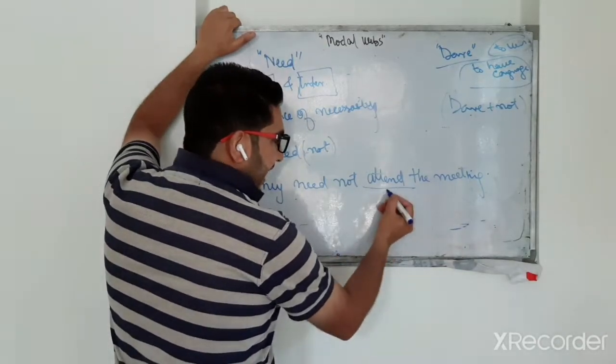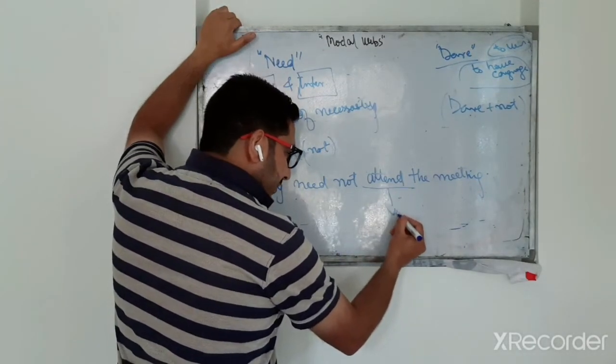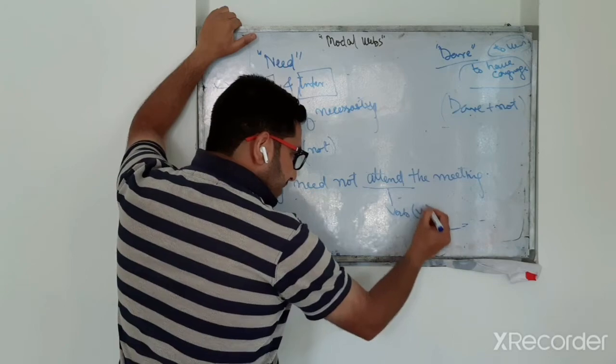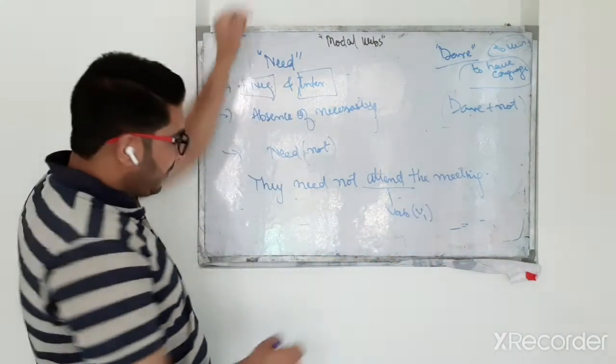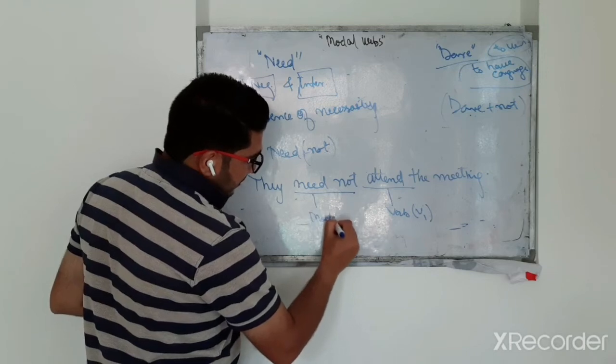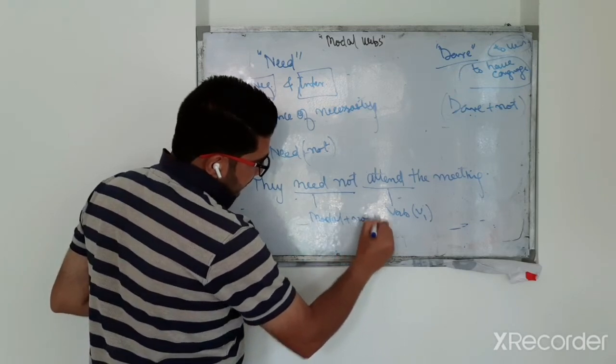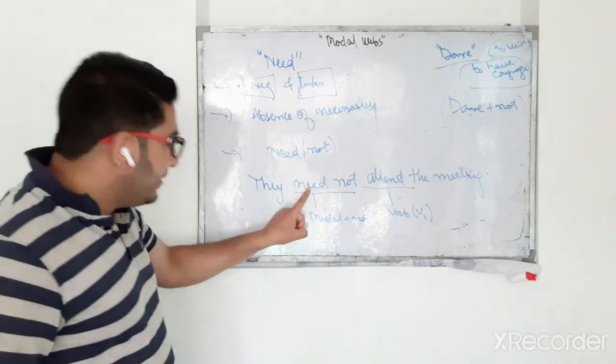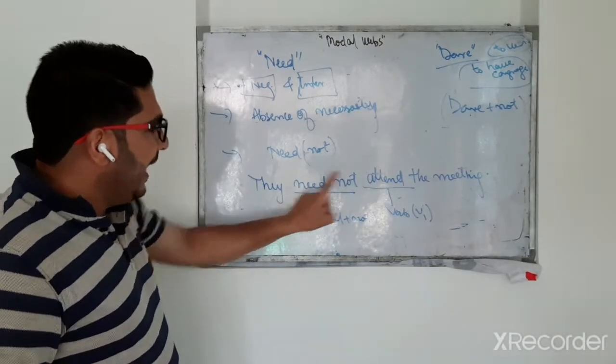See, this is the verb V1, the base form of the verb, and this is the modal. Modal plus not. We use it as a modal, and this is the base form.